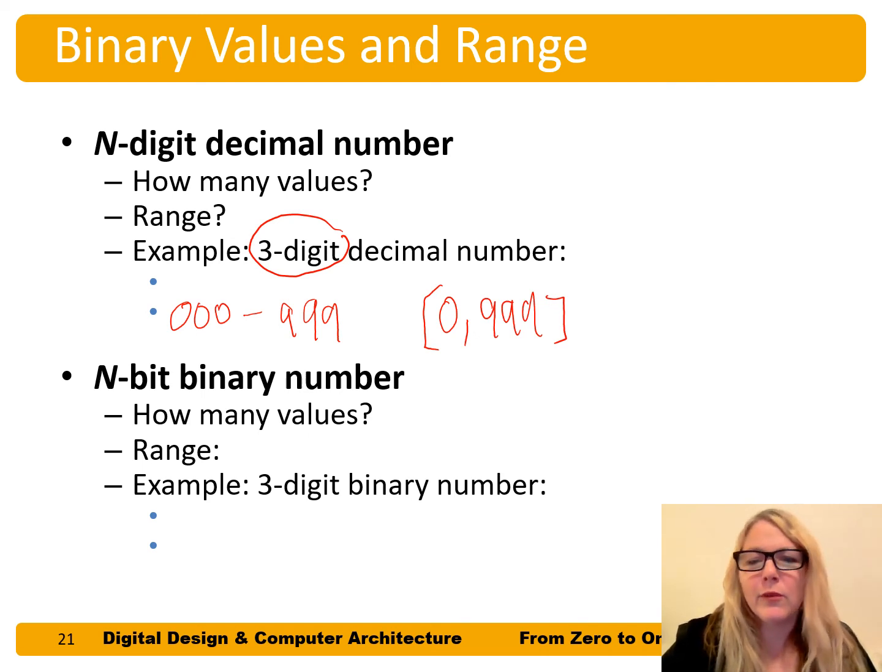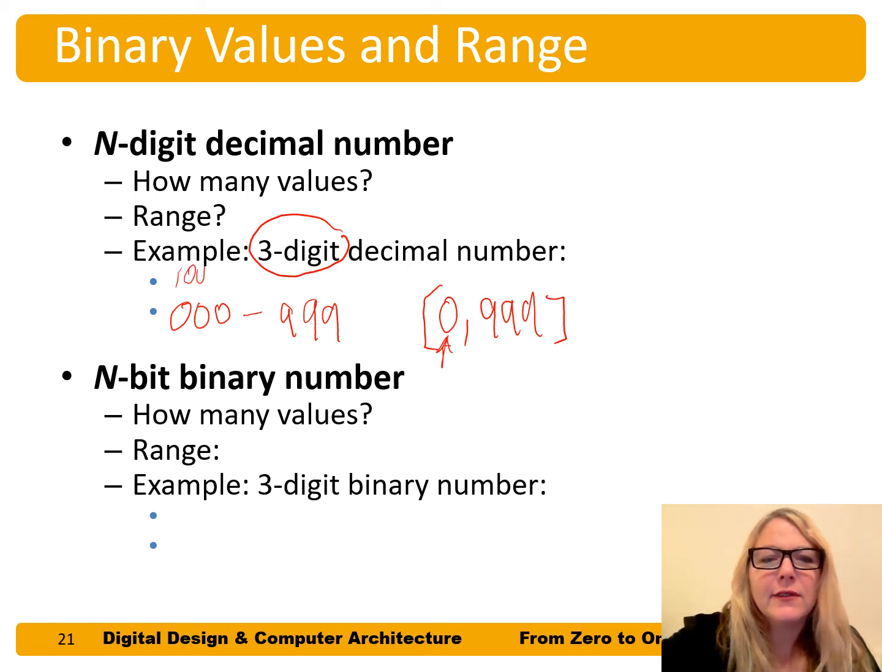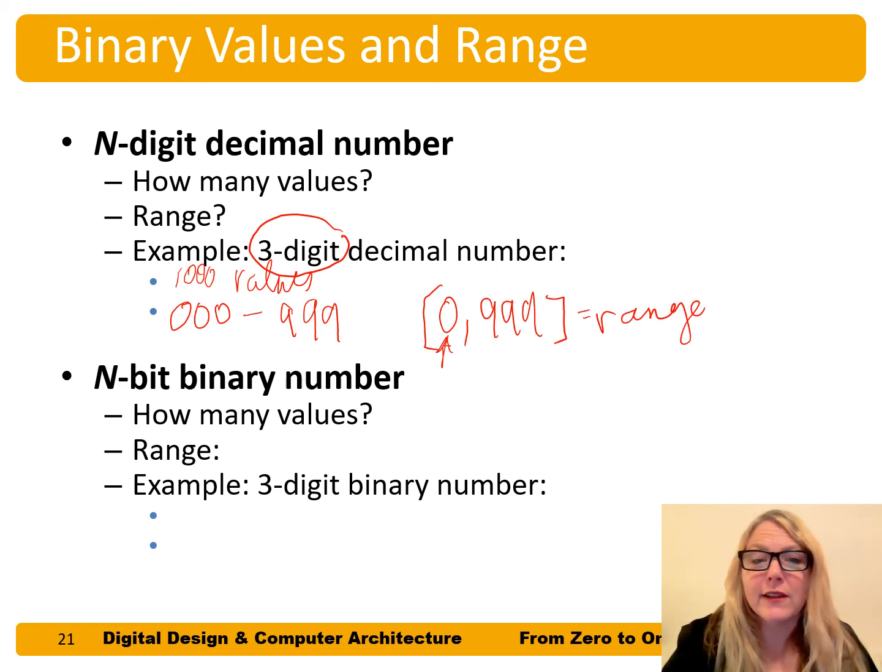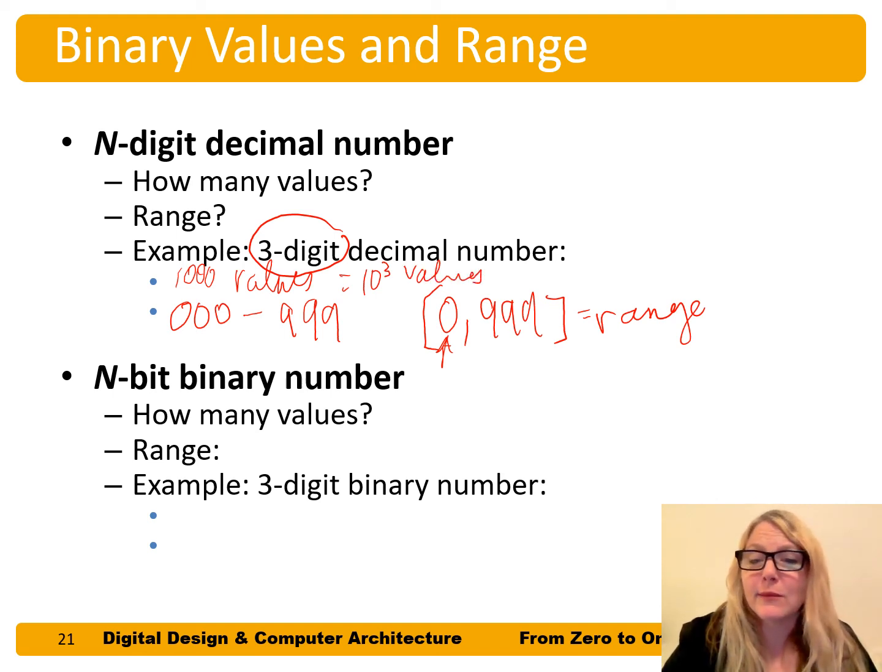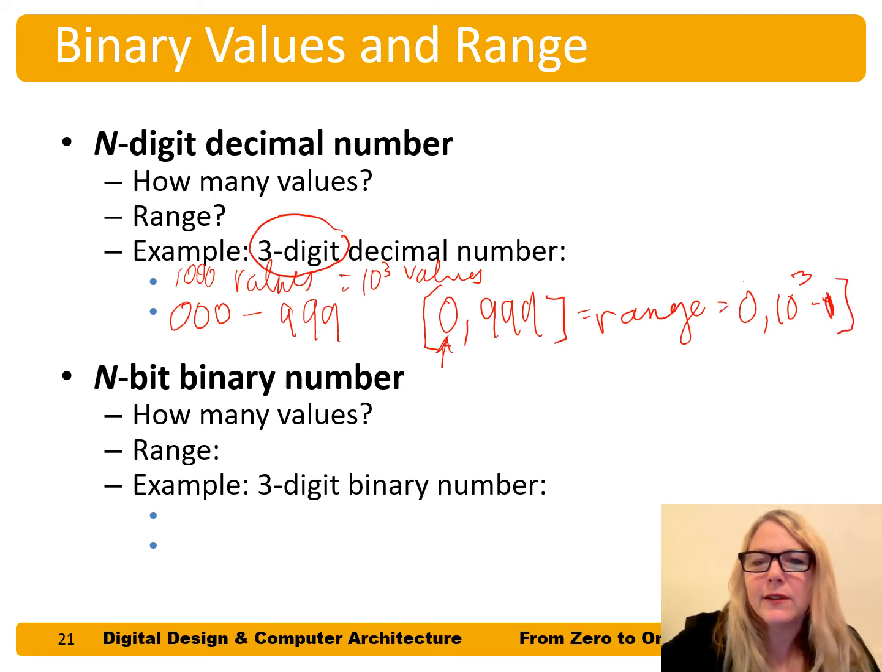And the number of values we can represent: we can represent 1 to 999, so that's 999 values, plus 0. So we can represent 1,000 different values. So this is the range, and we can represent 1,000 different values. And you may notice 1,000 is equal to 10 to the 3 values. And if we had a 4-digit decimal number, we could represent 10 to the 4 values. The range is 0 to almost 1,000, but minus 1. 0 to 10 to the 3 minus 1 is another way for us to write that range.